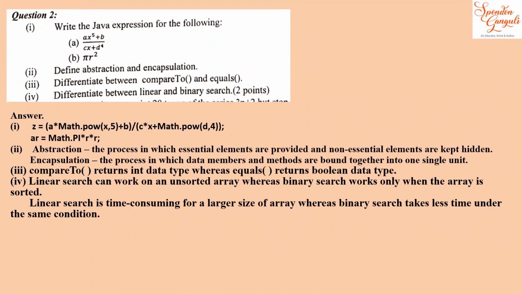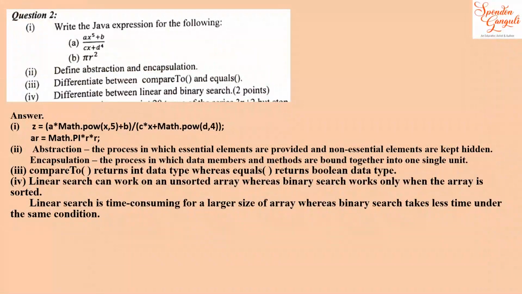Encapsulation and abstraction definitions you all know very well, I hope. Abstraction is the process in which essential elements are provided and non-essential elements are kept hidden from the user. And encapsulation is the process in which data members and methods are bound together into one single unit.